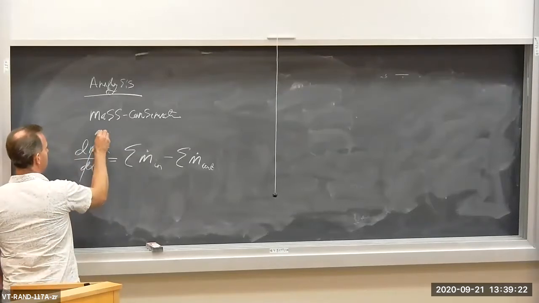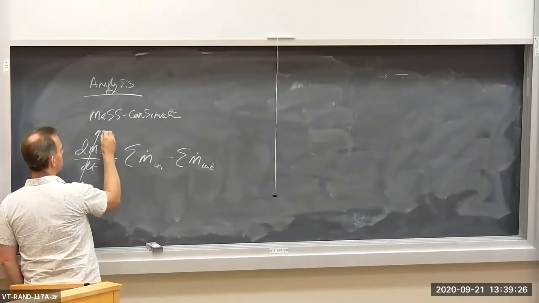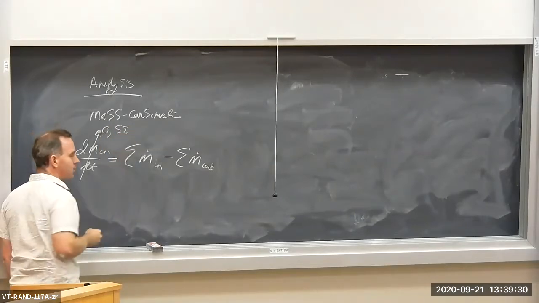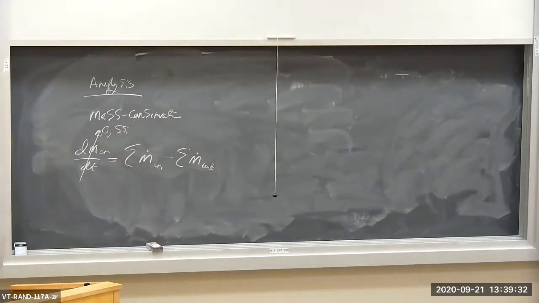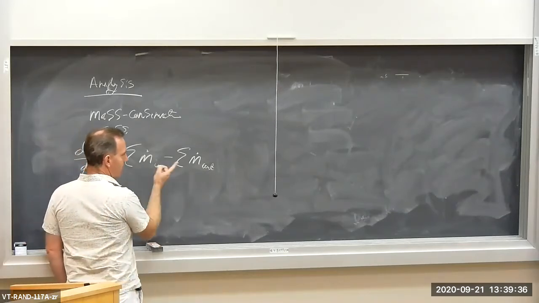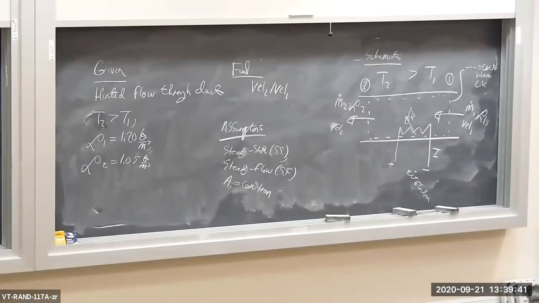So dm_CV/dt, the change in mass within the control volume with respect to time, is 0. Why? Because this is steady state, so that term is 0. Now, how many inlets do we have and how many outlets do we have? Let's go back to our control volume and figure out what these summation terms are.